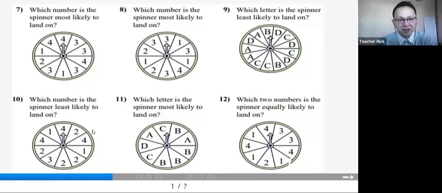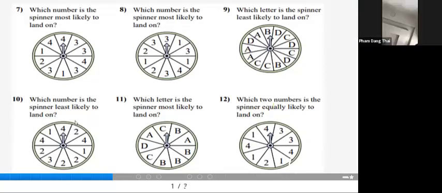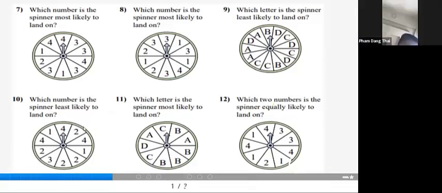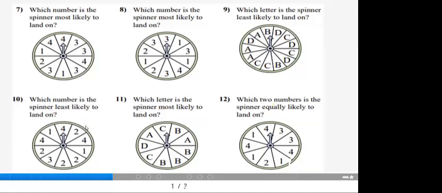Number 10. How many 1s? 3. How many 4s? 3. So, what is the least number likely to land on? The answer is 3. Okay, number 3. All right.